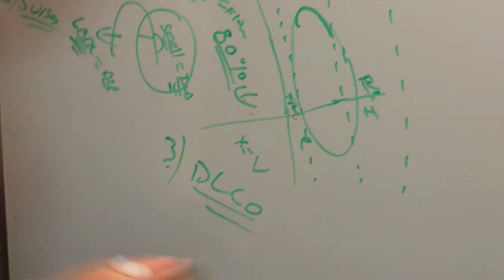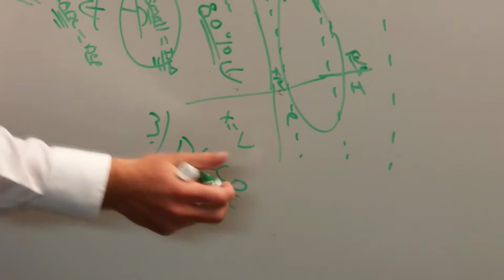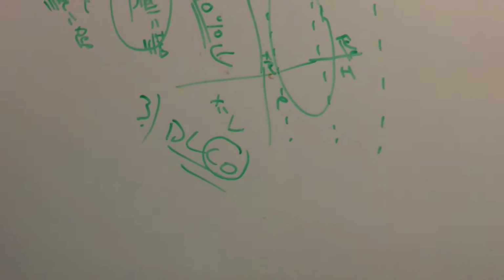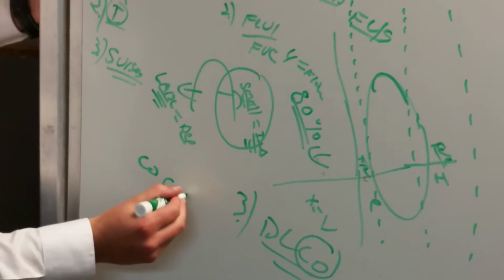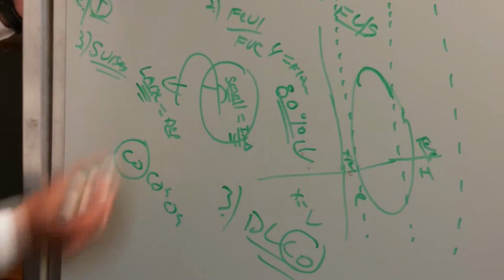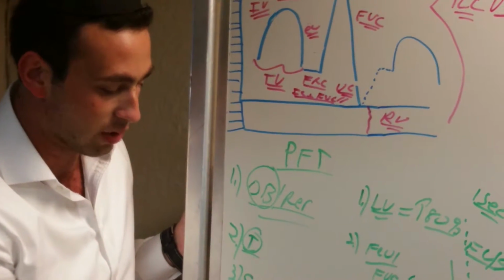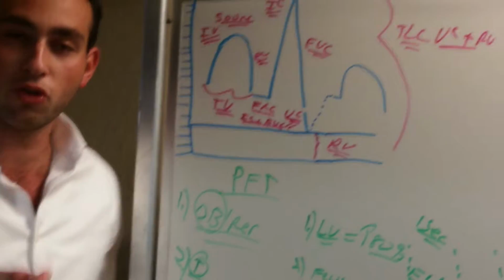Okay, DLCO is referred to as the diffusing capacity of carbon monoxide. Now, why do we use carbon monoxide? Normally, the three different gases in our body that you have to know are number one, carbon monoxide, carbon dioxide, and oxygen. Okay, carbon monoxide is obviously going to be the most soluble of the gases. Then, of course, carbon dioxide, and then obviously oxygen. Okay, so we use carbon monoxide because it's the most soluble.